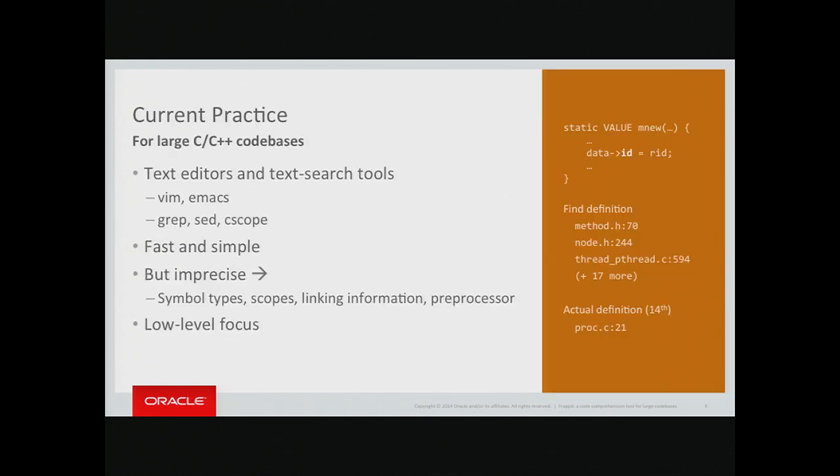What we find in practice is that with these kinds of systems, most people are using basic text editors and text search tools. They'll use Vim and Emacs to look at their code, coupled with tools like grep, sed, or cscope, which is a text-based indexer. These are fast and simple, but they have a number of issues, primarily in precision. They know nothing about symbol type, scoping information, which files actually get linked together, or the preprocessor. So those are not handled very well.